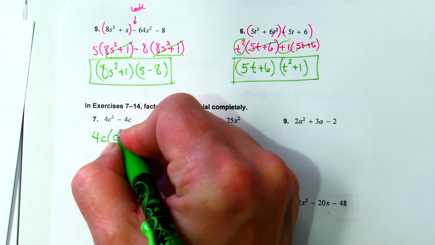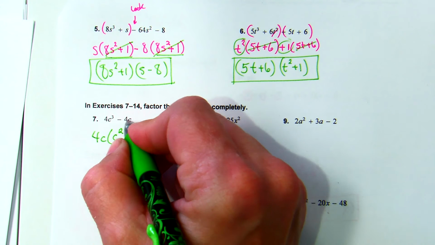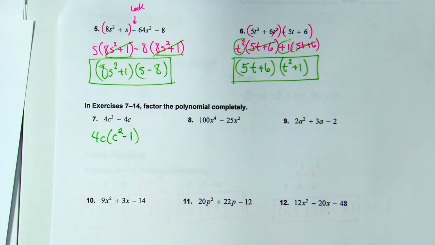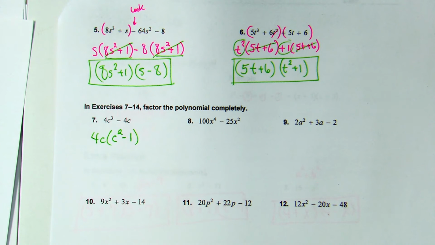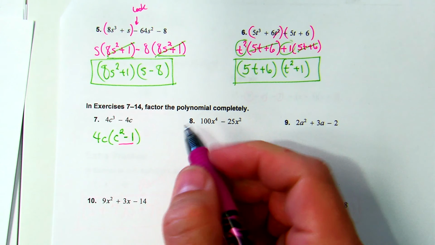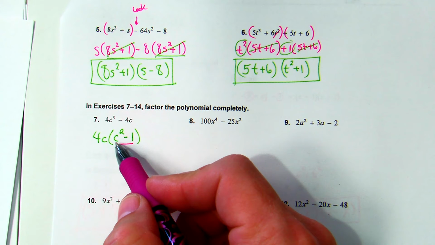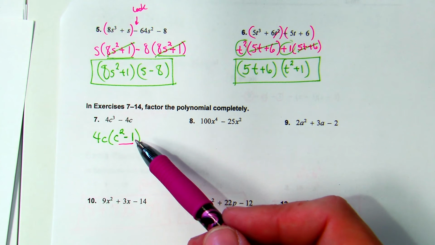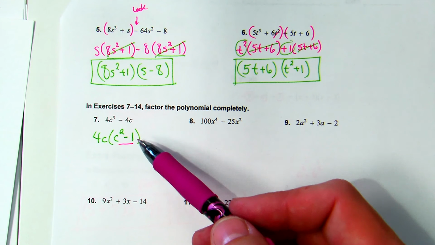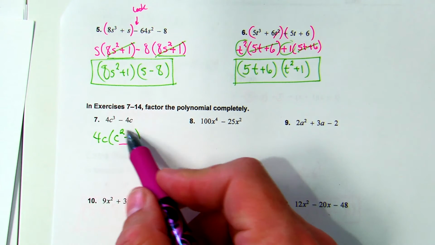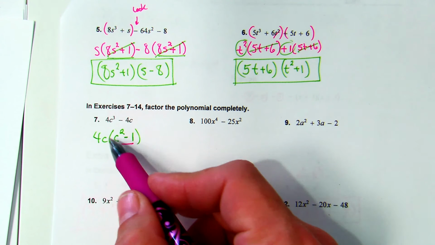I have c squared, and then if I take 4c out here, I've got negative 1. Now, we might look at this and say, oh, okay, cool, we can stop at this point, but if you think about it, this c squared minus 1, is c squared a perfect square? Yes. Is 1 a perfect square? Yes. 1 times 1 is 1. And we've got a negative sign between them, so this is a difference of squares, or difference of 2 squares.